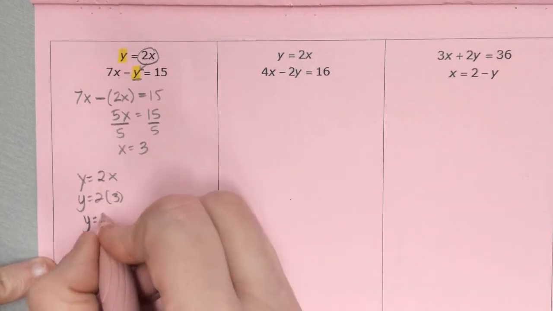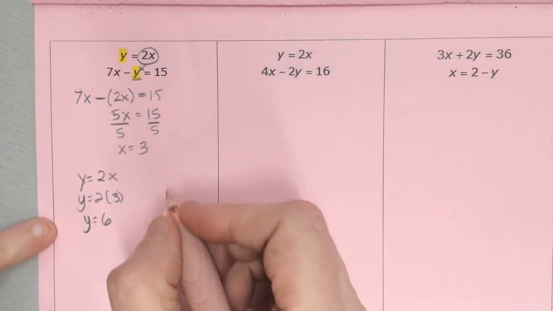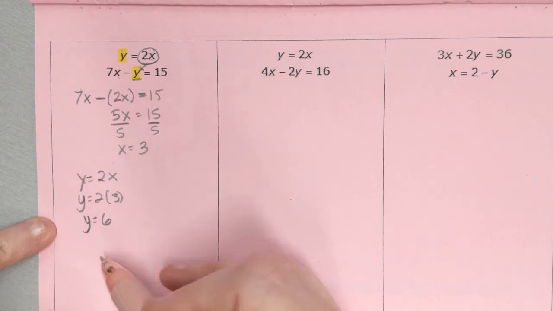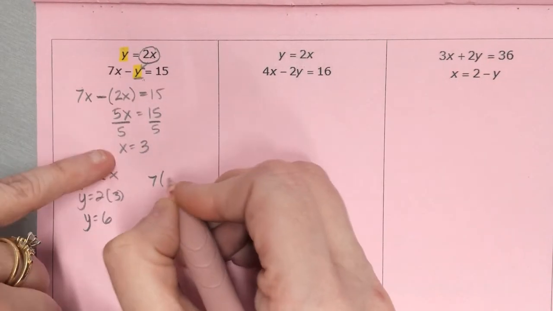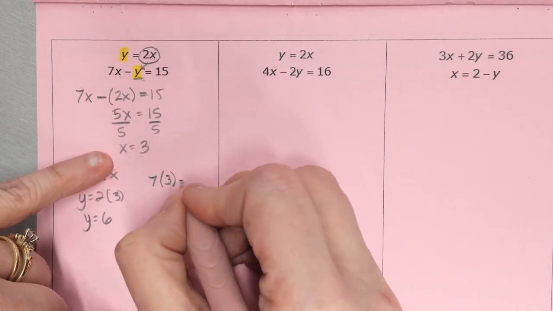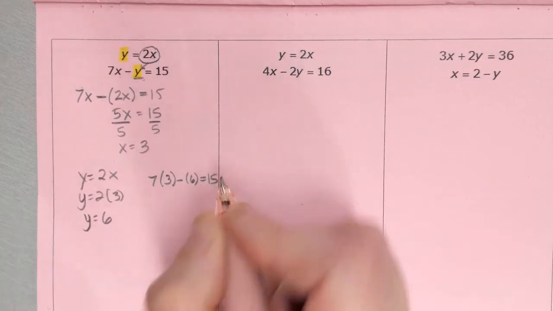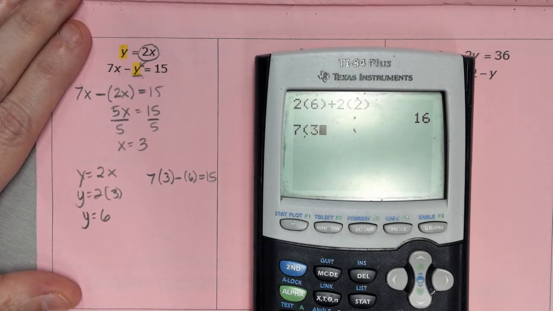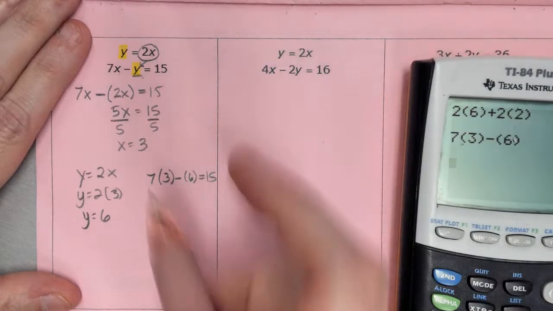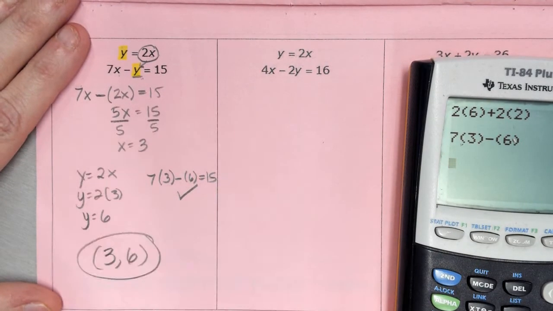y equals 6. Is that right? Yeah, that's right. Okay. Now, I'm going to check it. So I'm going to use this equation here to confirm that I'm right. So 7 times x, which I think is 3, minus y, which is 6, should equal 15. So let's check it out in our calculator. 7 times 3 minus 6 is 15. It worked. So I know that my solution is (3, 6).